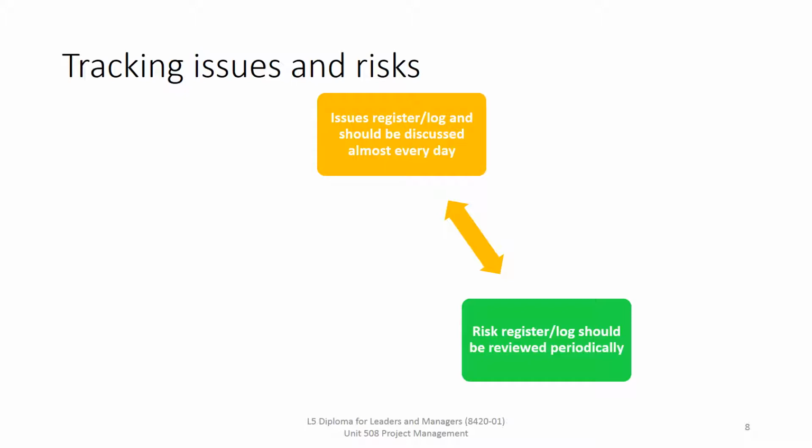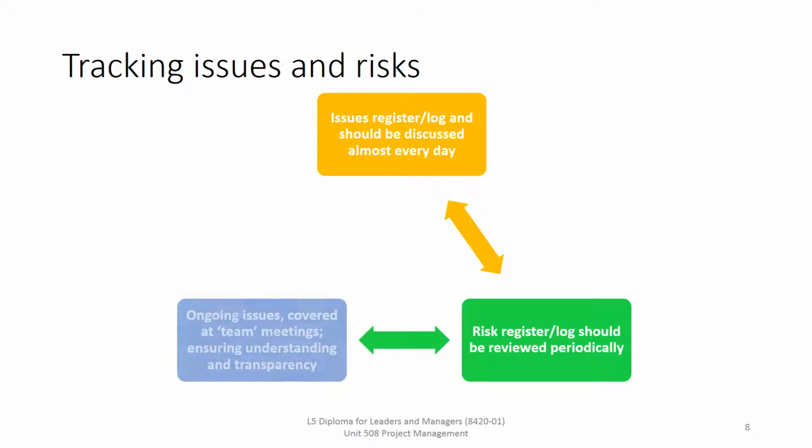But the issues are the risks that are now happening, and they need to be at the top of the agenda, so they're probably going to be reviewed at every team meeting as well as every day. And at every team meeting, there's going to be an ongoing look at the issues and a decision, so that everybody can look at them and decide if there are any secondary risks. This is where that understanding and transparency comes in.